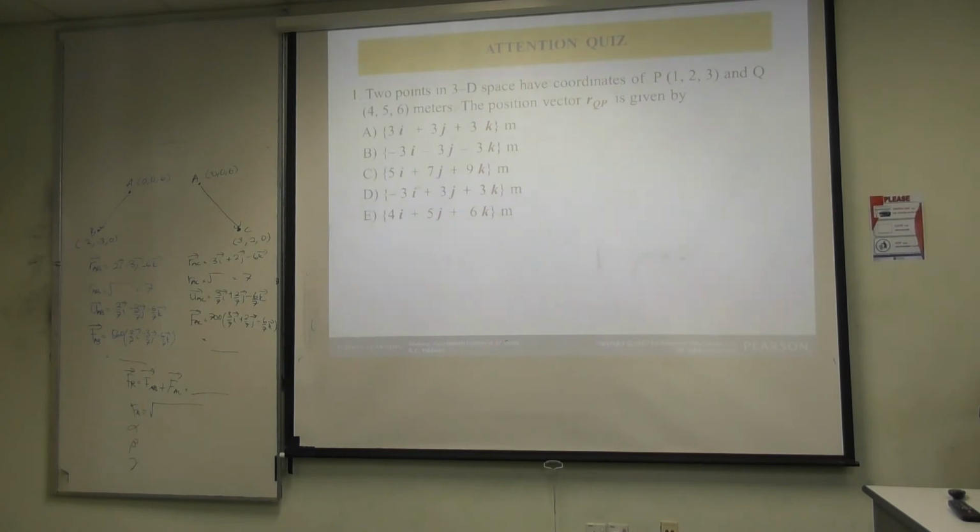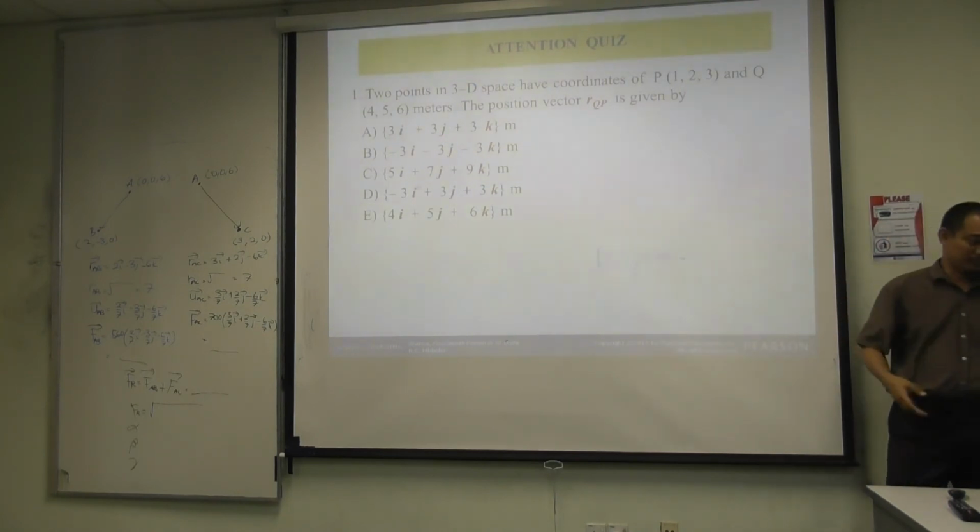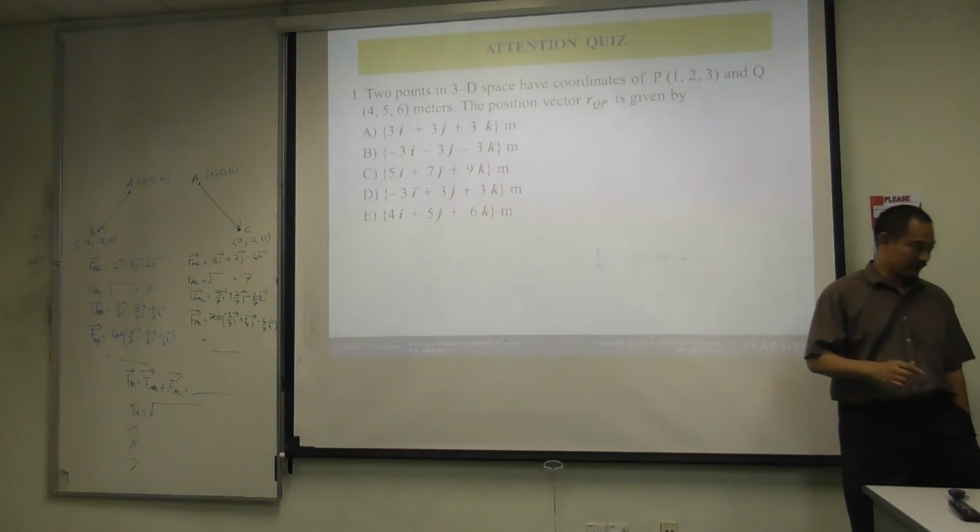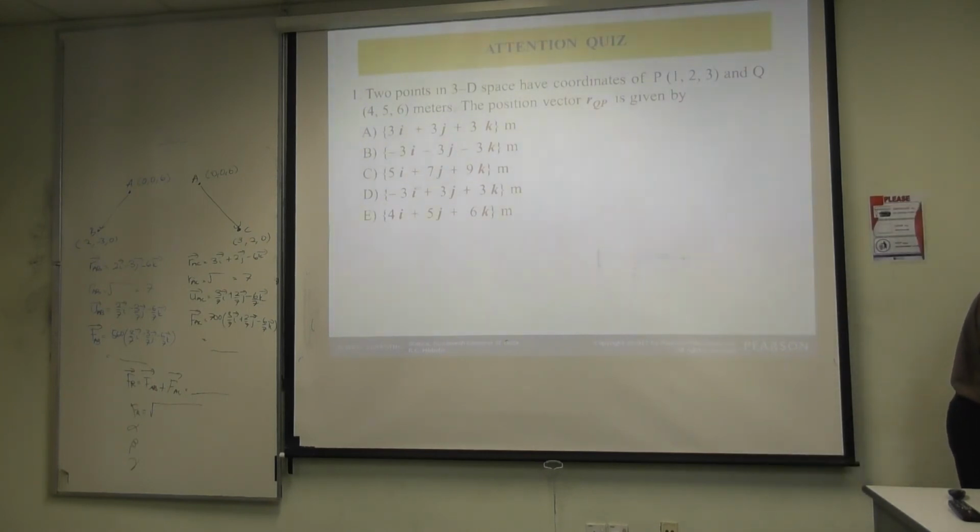Attention quiz. Okay, in 30 seconds. P is 1, 2, 3. Q is 4, 5, 6. RQP, which one? Which minus which one? If RQP, which one minus which one? It's from Q to P, so P minus Q, right? So which one is the answer? It should be negative there, right? So make sure you are aware of that.